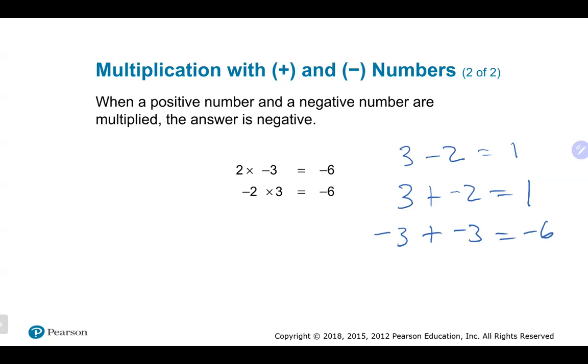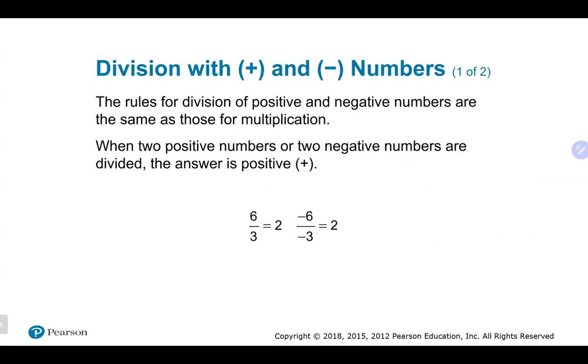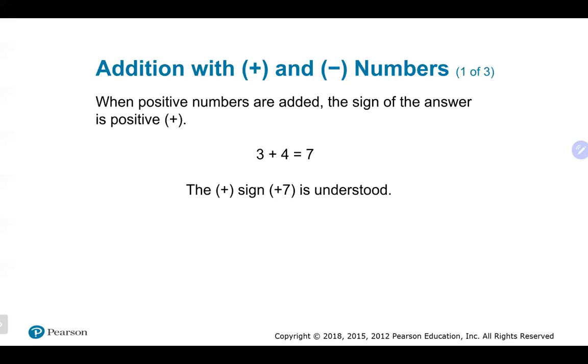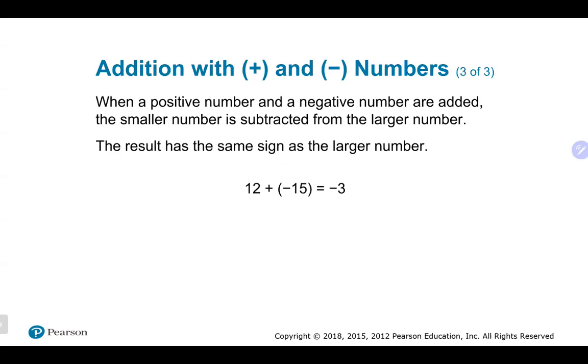And obviously with positive, you again don't need to write the positive. Same thing goes with dividing. If we divide 2 positive numbers, we get a positive number. 2 negative numbers, we get a positive number. And if we divide a positive and a negative number, we get a negative number when it's all said and done. As you can see there. All right, and there's our addition.